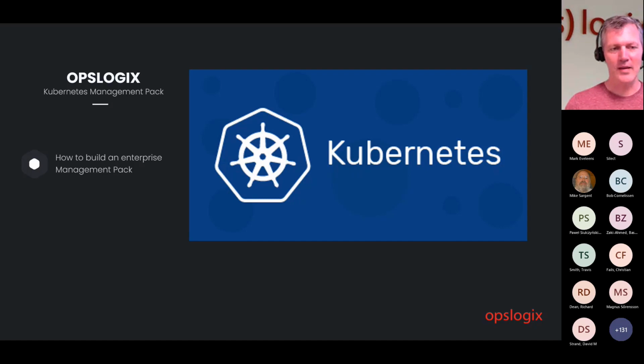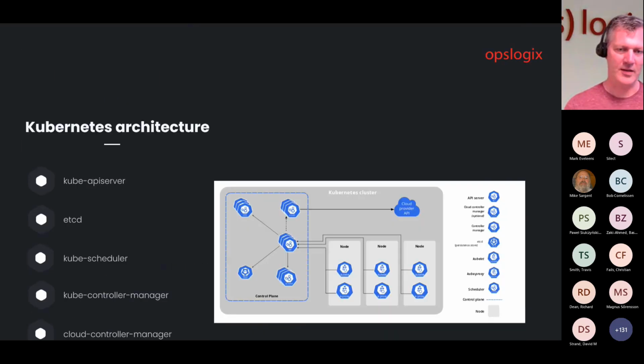What I want to do today is chat about how to build an enterprise management pack. We've been doing that with the Kubernetes Management Pack. We've developed a great deal of it already. It's not completely ready yet, but we have it running at a couple of customers to test it out, and they're happy with most of the features. So what I want to talk about is how you start off with an enterprise management pack like this. Let's go to the next slide.